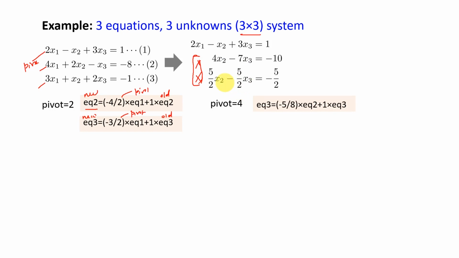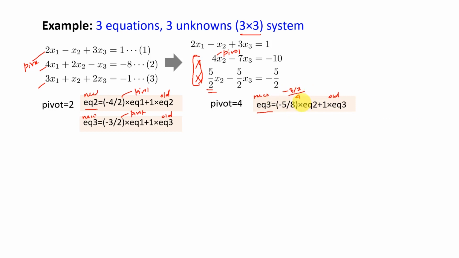So what I'm going to do now, I'll use this 4. This is my new pivot now. And I'll eliminate this 5 by 2 from equation 3. So with this pivot 4, I write new equation 3 equal to old equation 3 plus equation 2 multiplied by minus 5 by 8. And I hope you understand how this minus 5 by 8 is coming. This is coming from minus 5 by 2 divided by the pivot, that is 4. So this is how this minus 5 by 8 is coming.